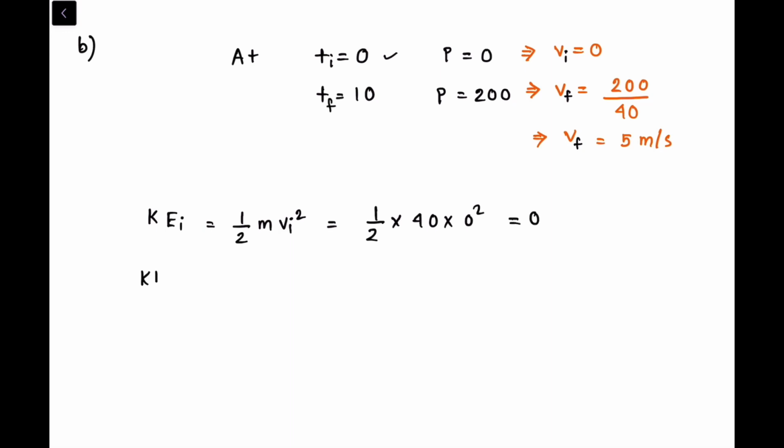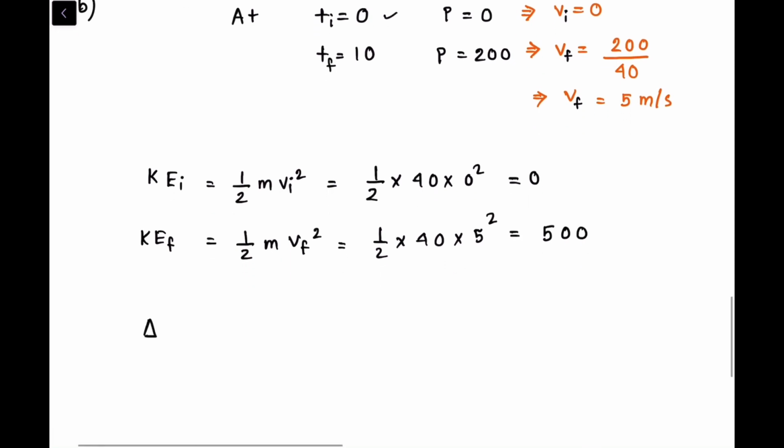And the final kinetic energy is what? Half m vf squared. So that means half into 40 into 5 squared, right? So this will be equal to 25 into 20, which is 500, right? So what is the change in kinetic energy? Delta KE. So this is final kinetic energy minus initial kinetic energy. So this will be equal to how much? 500 joules. You have to specify the unit also.